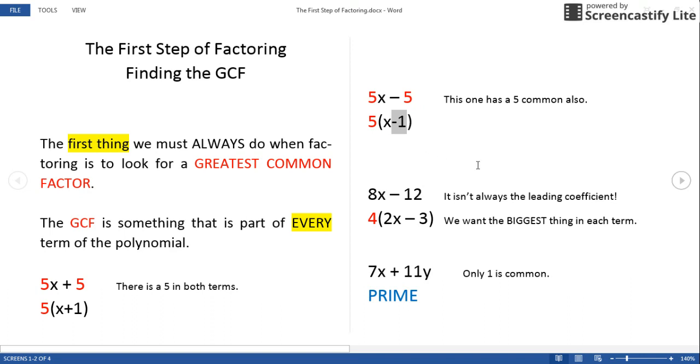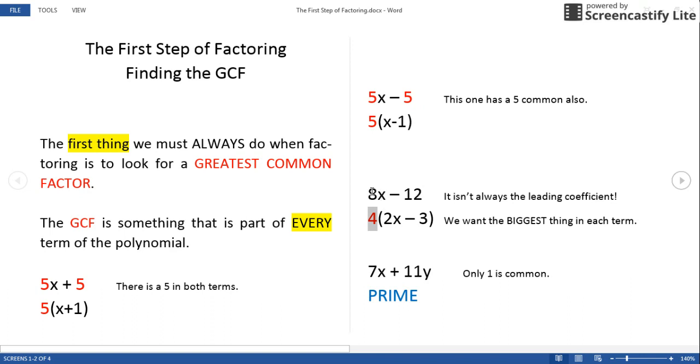Now, I've noticed on these first two problems that the leading coefficient has been our common factor. It's not always going to be the leading coefficient, though. On the next problem, 8x minus 12, notice that 8 will not go into 12. So we've got to find something else that is part of each of these terms. Since they are both even, I know that 2 will go into each thing. But remember, we want the biggest thing that is part of each term. Can we do better than 2? There is 4 that is part of each thing that's here. So our common factor then, the greatest common factor that we can take out, is 4.